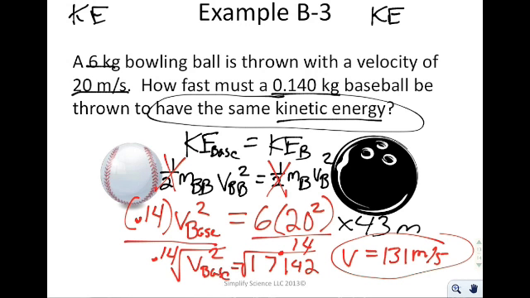So even though the baseball is 43 times smaller than the bowling ball, if you were to compare their velocities, the velocities are much closer. In fact, they're only about 6.5 times different. In other words, it's actually a square root of the mass. So what you should take from this example is that whenever you're looking at kinetic energy, the velocity of something is much, much, much more important than the mass of an object.